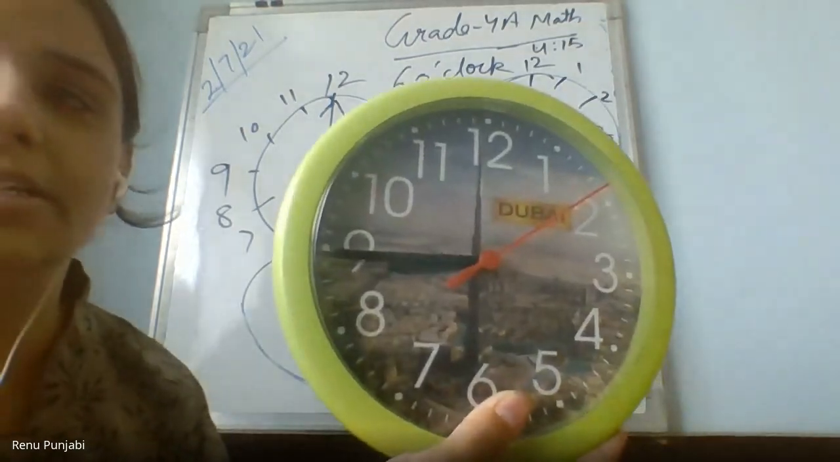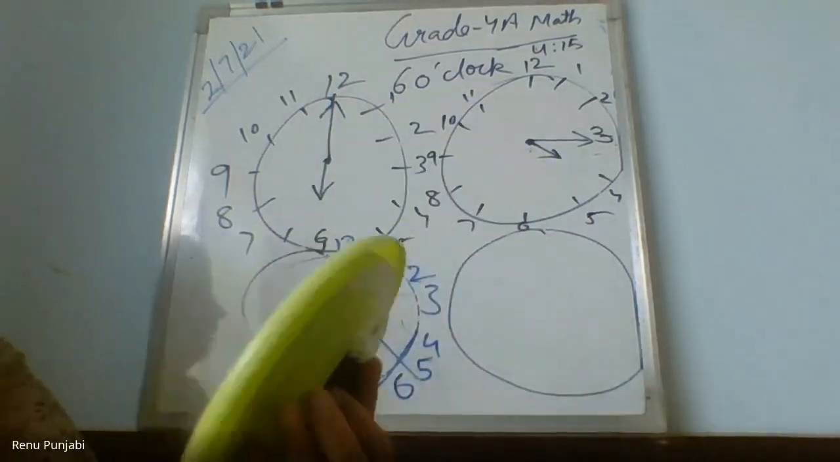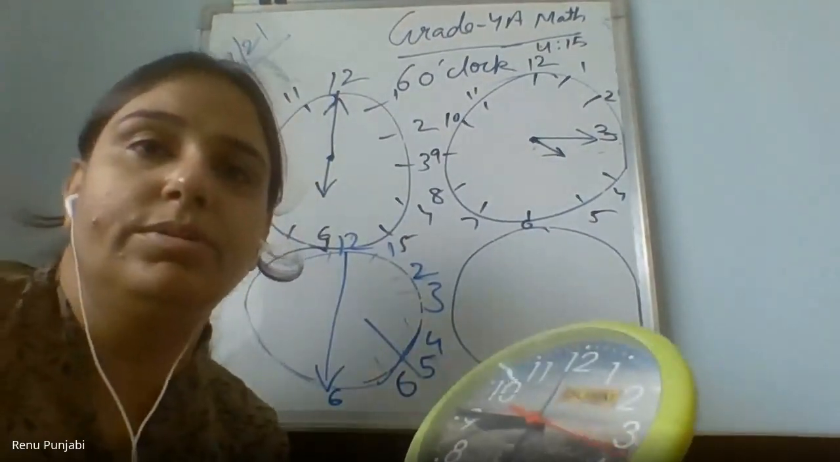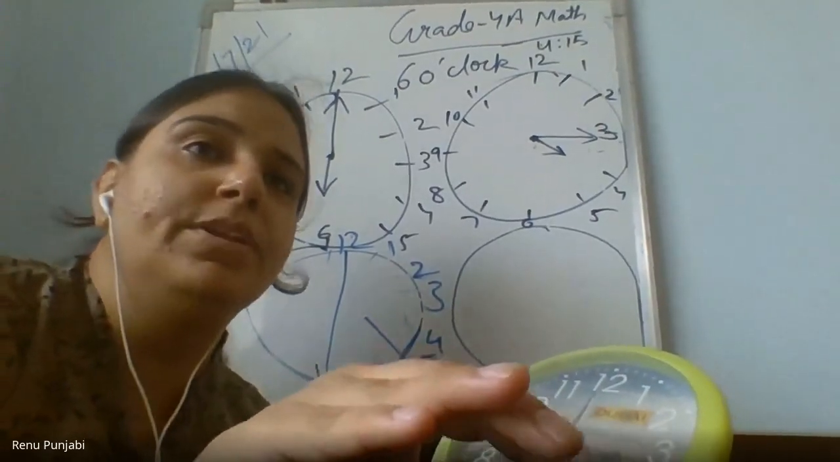Can you see? Yes. Exactly, both are on 9. Same. Yes, both are on 9. So it is 8:45 and quarter to 9. Yes, then I'll pin the next.